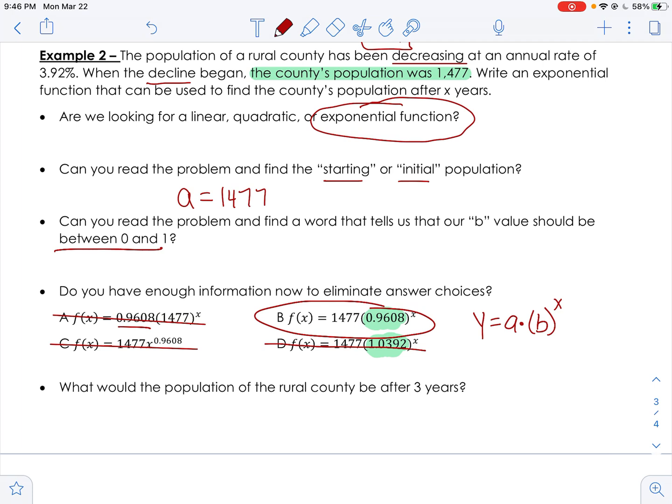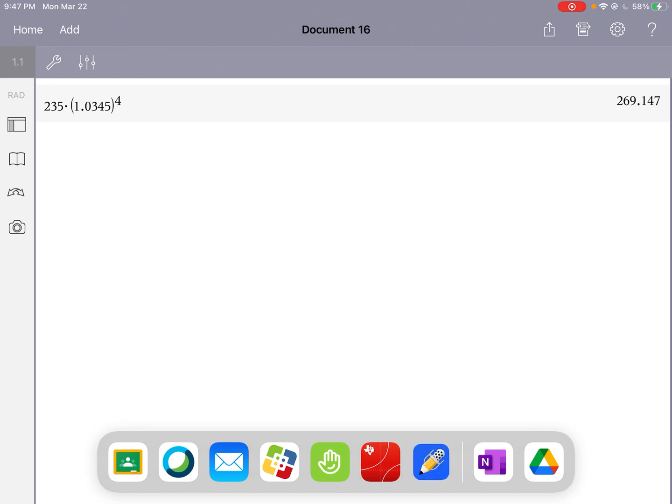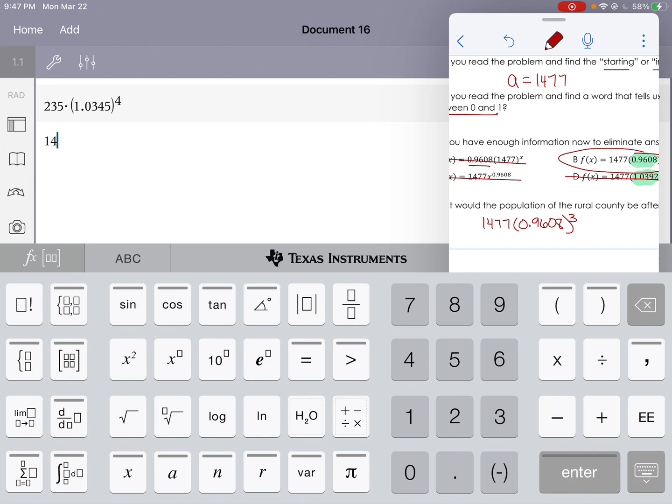Now, what would the population of the rural county be after 3 years? All that means we're going to do is plug in 3 for x. So I have 1,477 times 0.9608 to the third power. And then I go to my calculator and I type it in. So I'm going to go ahead and type in that equation. So 1,477 times 0.9608 to the third power.